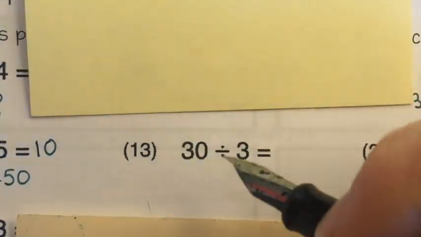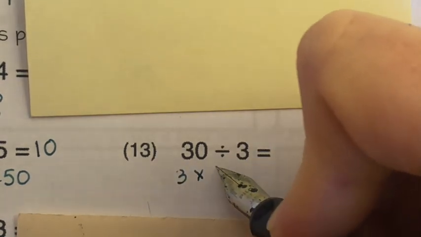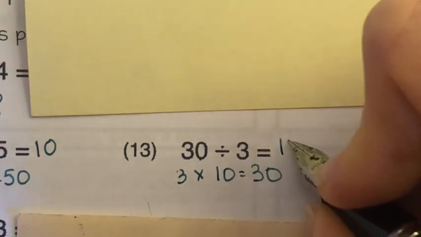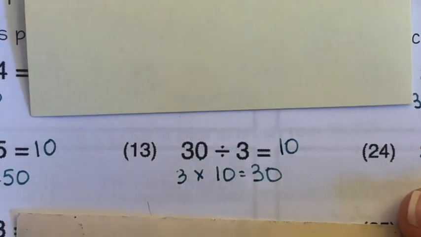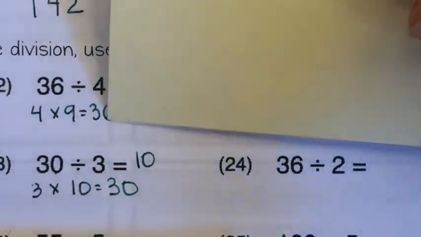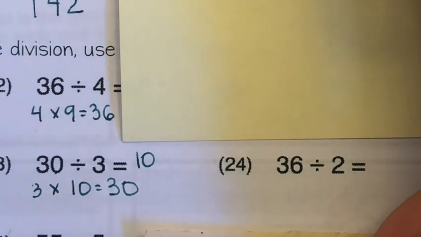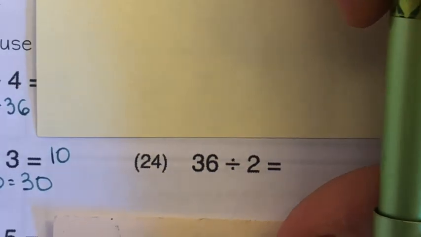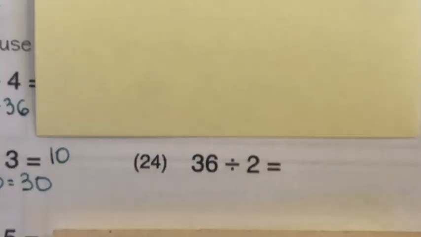All right. So 30 divided by 3. 3 times, what is it? Yep, 3 times 10 is 30. 30 divided by 3 is 10. Okay, now we're going to move on to the next one. 36 divided by 2. Now you're thinking, my 2's facts, Mrs. Oakes, my 2's facts don't go up that high. And I know the 2's facts, you know, don't go up that high. But think about it, guys.